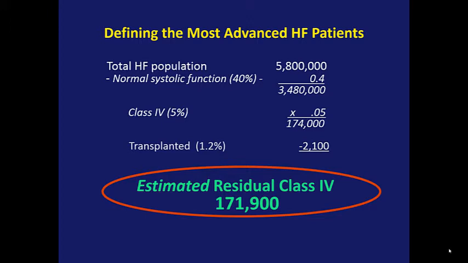5% of those patients will have class 4 heart failure symptoms. So you're left with 174,000. We're going to be able to transplant about 2,100 per year. So what kind of treatment options do we have available for the 171,000 patients left?